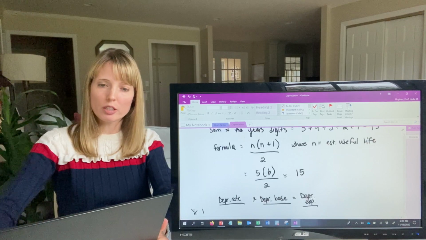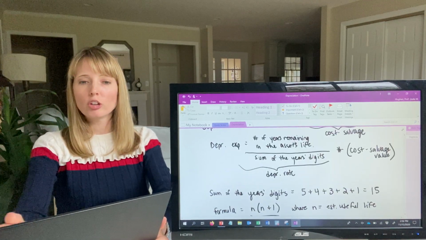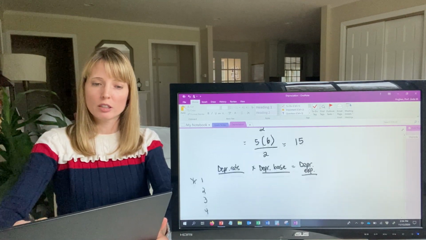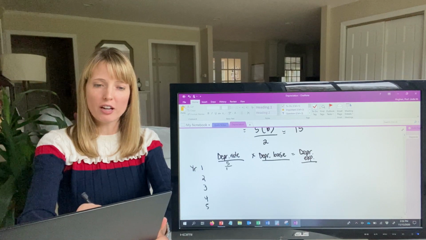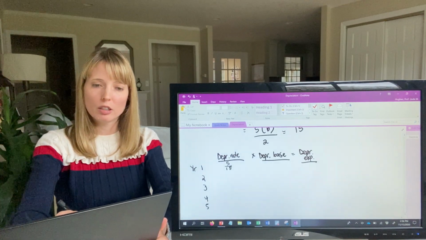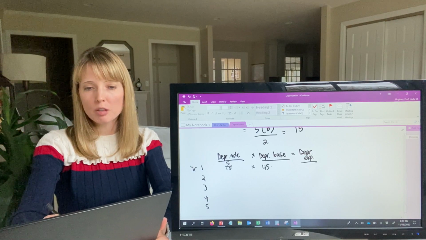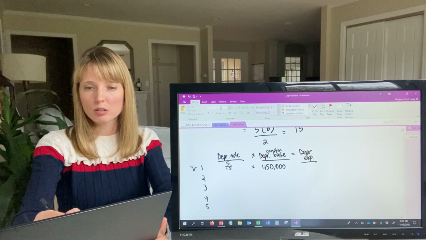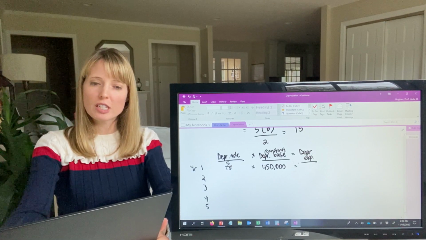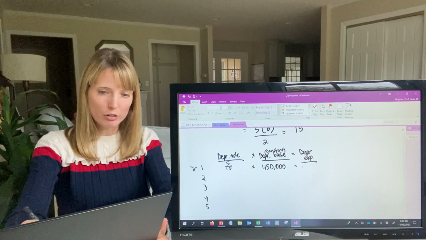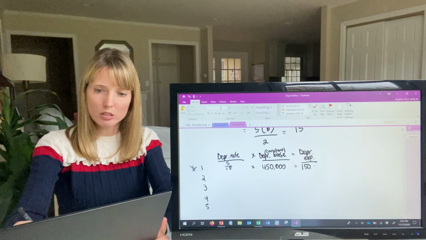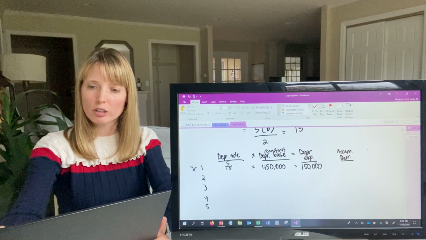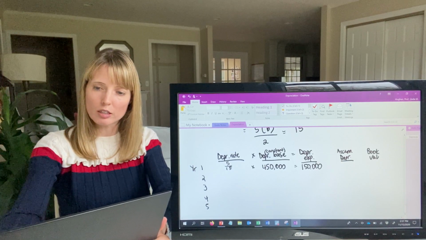Okay, so the rate is a fraction: the number of years remaining. So when we first buy the asset, we have 5 years remaining, and we divide that by 15. So 5/15 is the rate in year 1. The depreciation base, well, that's going to be the same always. Remember, this is a constant depreciation base. So 5/15 of 450,000 works out to be a depreciation expense of 150,000. And let's also solve for accumulated depreciation and ending book value at the end of each year.